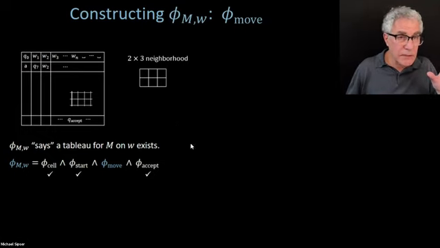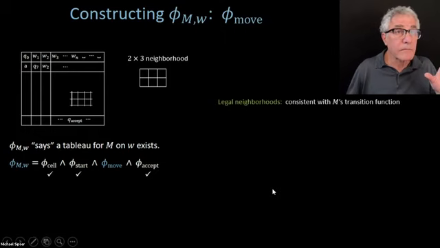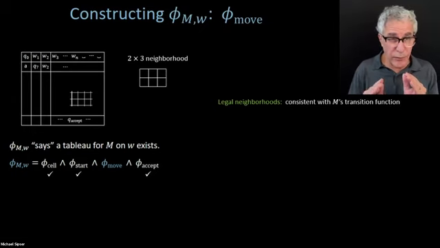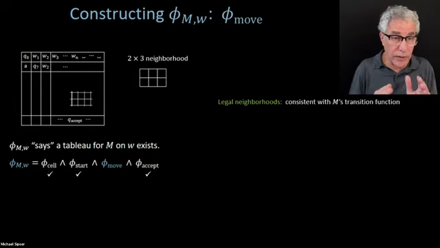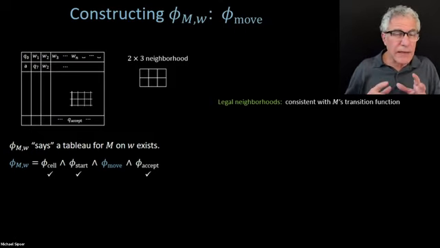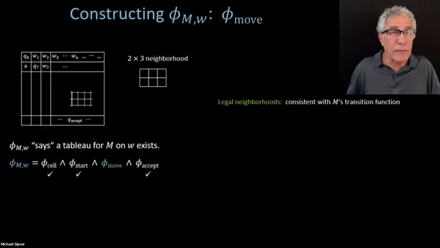M. Maybe it's easier if I describe what I mean by these being legal. So these neighborhoods, these 2x3 neighborhoods, are legal if they're consistent with M's transition function. To do this formally, I would have to go through a process like what we did when we went through the construction for the post-correspondence problem, and say if the machine moves left, this happens; if it moves right, this happens. It's not really necessary. You can get the idea very clearly by doing it at a higher level.